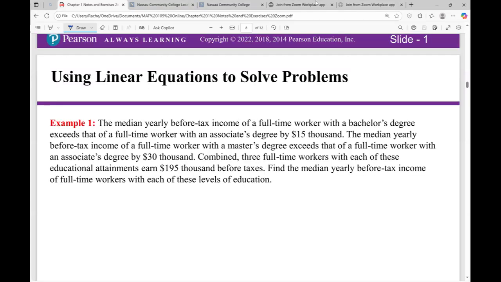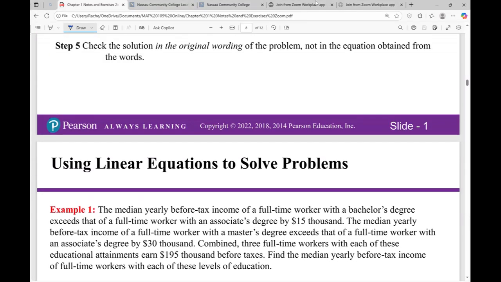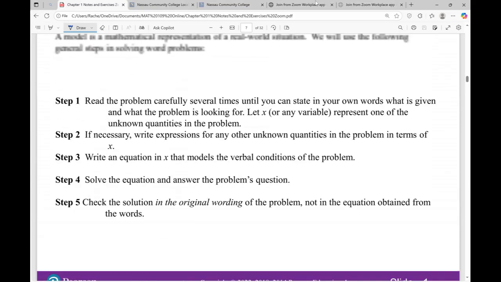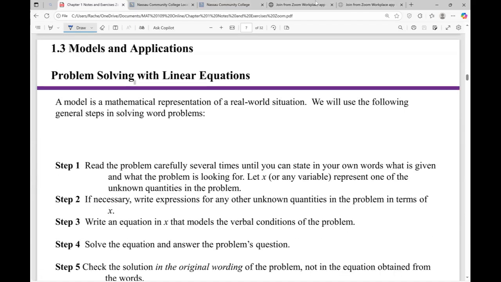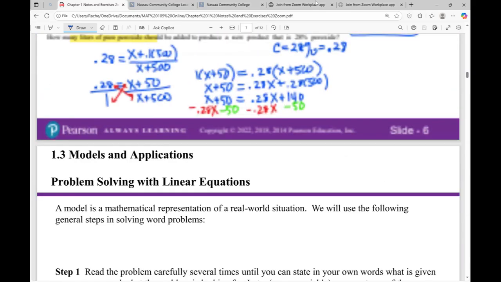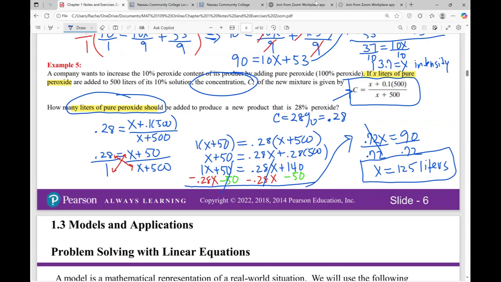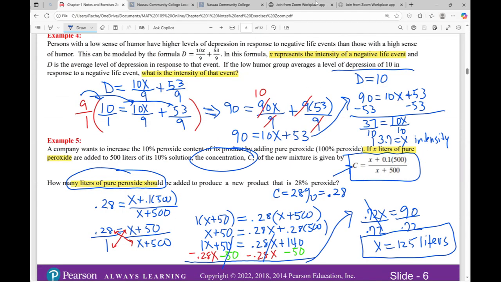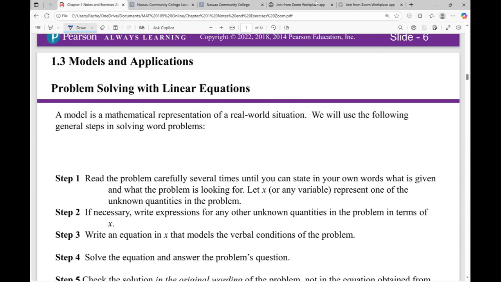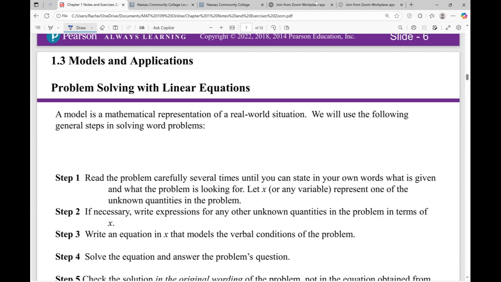In this lecture, we're going to use linear equations to solve problems. So these are going to be application questions very similar to the ones that we did in the last video, but the equation was already given to you and the context. In this section, for the models and the applications, we're going to be given a verbal representation of a real world situation, and we're going to have to turn it into a mathematical model and solve it.